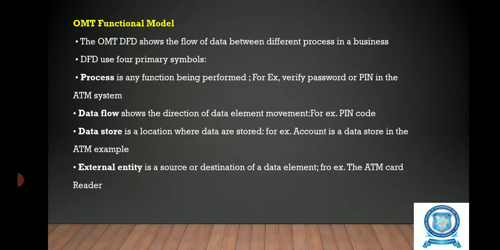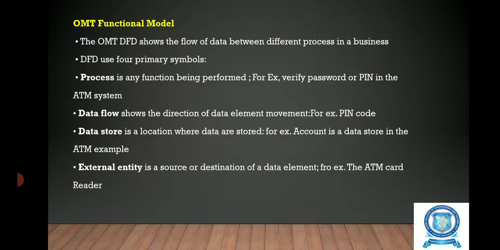Now let us see the OMT functional model. The OMT data flow diagram shows the flow of data between different processes in a business. The DFD uses 4 primary symbols: process, data flow, data store, and external entity. The process is any function being performed, for example, verifying a password or PIN in an ATM system. That is called a process.